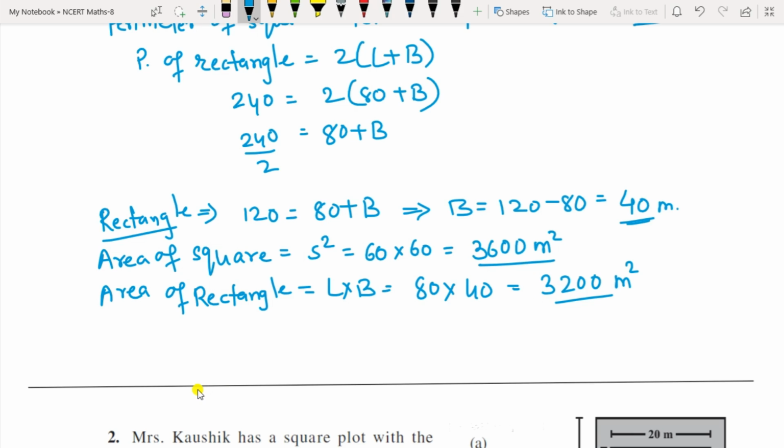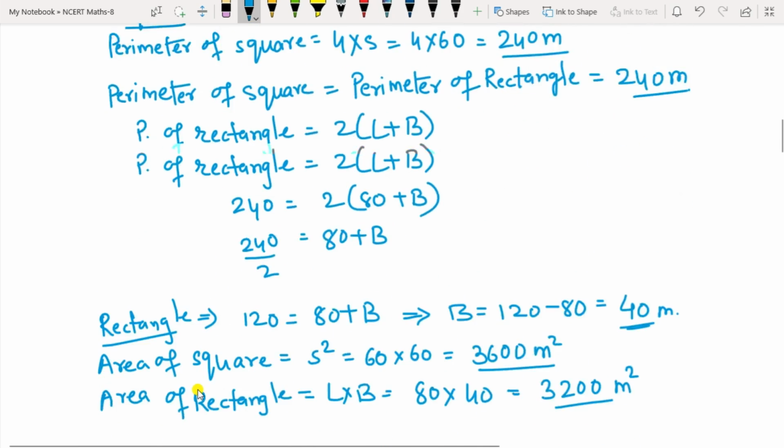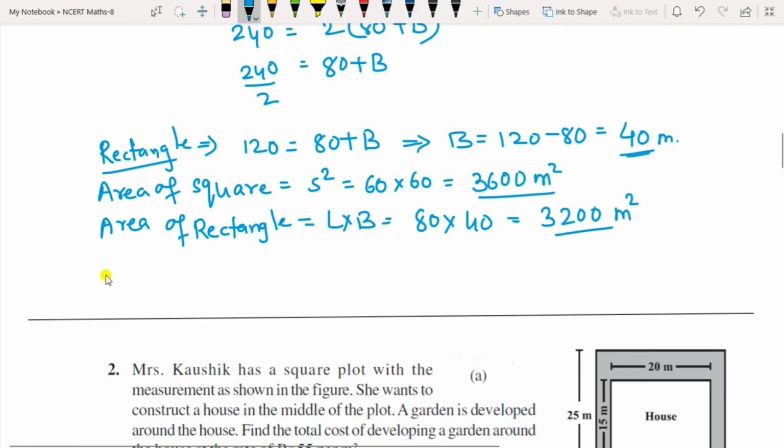Okay. So from the question you have to write which field has a larger area. So square field has larger area. Okay. So this way you have to solve. Why you need to find the breadth here of the rectangle? So as to find the area of rectangle, we need here the breadth. That's why.